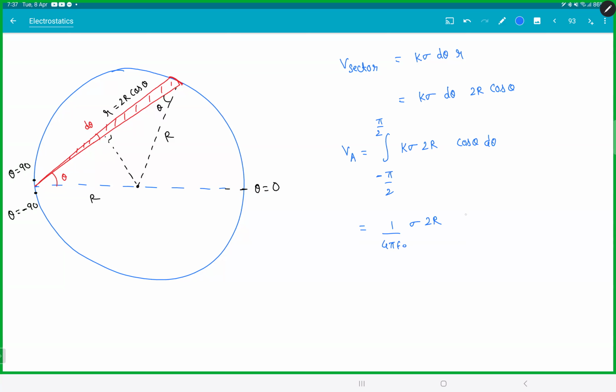Now it looks like the answer came very easily. That is because you already know the result for a sector. If you didn't know the sector, this would have been difficult. Out of all the different ways of choosing elements, this is the easiest way that I found. It's not mathematically intensive, but getting an idea that I can take an element like this is a little difficult. Clear with this? Any doubts on this? Ask me.